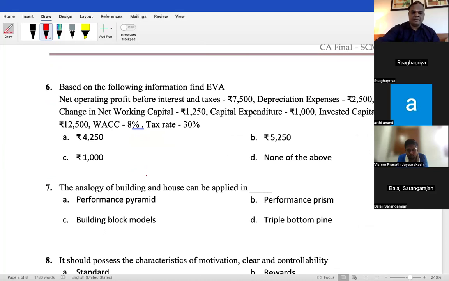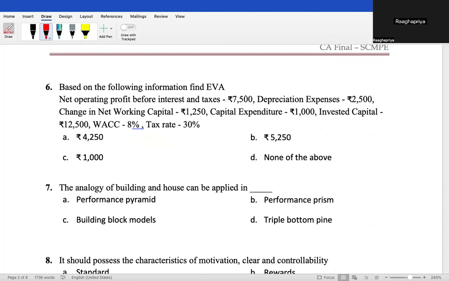Question 6. Based on the following information, find EVA. Net operating profit before interest and taxes 7,500. Depreciation expenses 2,500. Change in net working capital 1,050. Capital expenditure 1,000 rupees. Invested capital 12,500. Weighted average cost of capital 8%. Tax rate 30%. Option A 4,250. Option B 5,250. Option C 1,000. D none of the above.